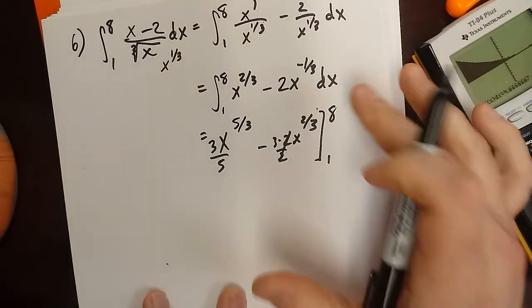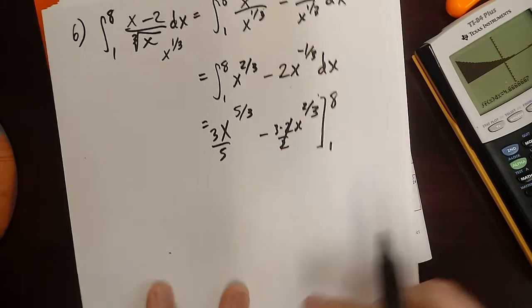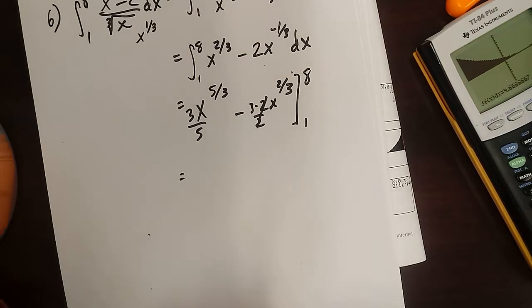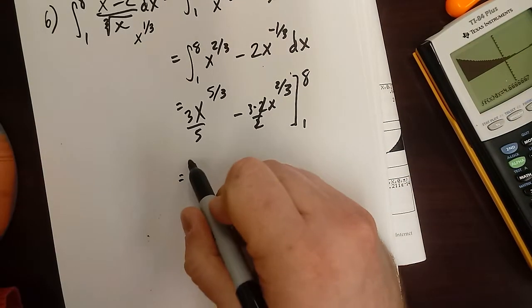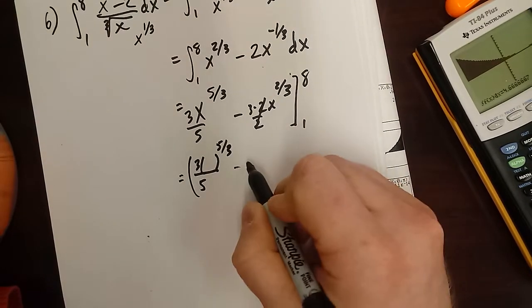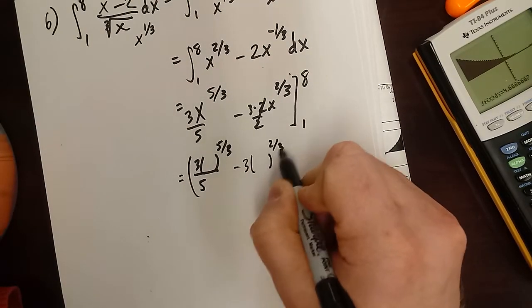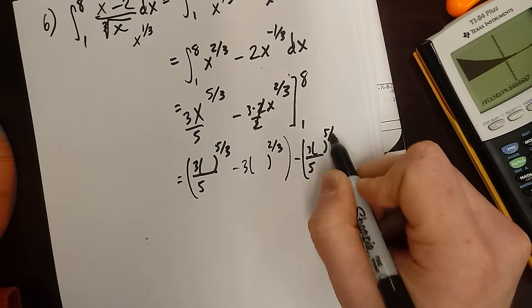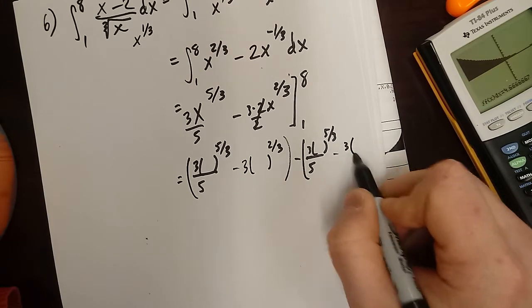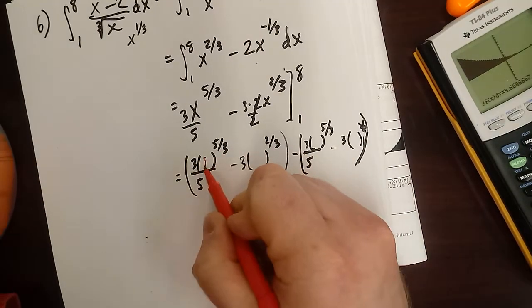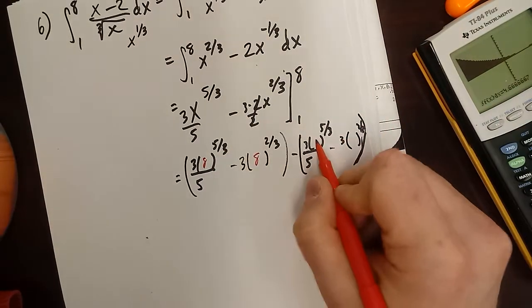I'm glad I'm doing this problem because it gives us another chance to talk about how fractional exponents actually work. Let me try plugging in the x's in a different color. So we're going to have 3 over 5 x to the 5/3 minus 3 x to the 2/3 minus 3 over 5 x to the 5/3 minus 3 x to the 2/3. Remember that we're plugging in 8 first. We plug in the upper bound first, then the lower bound second.